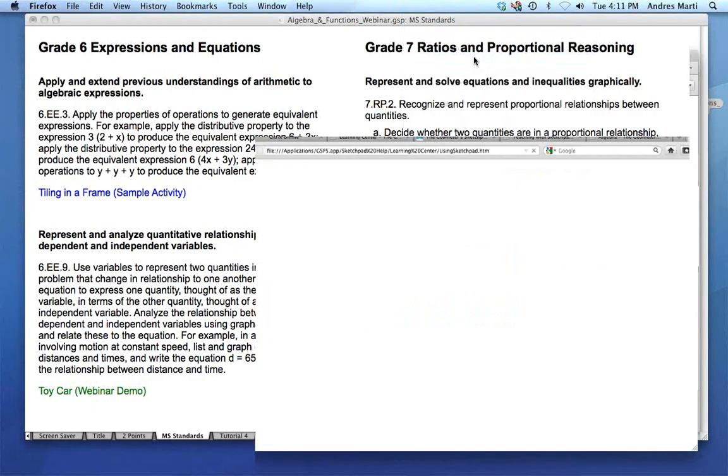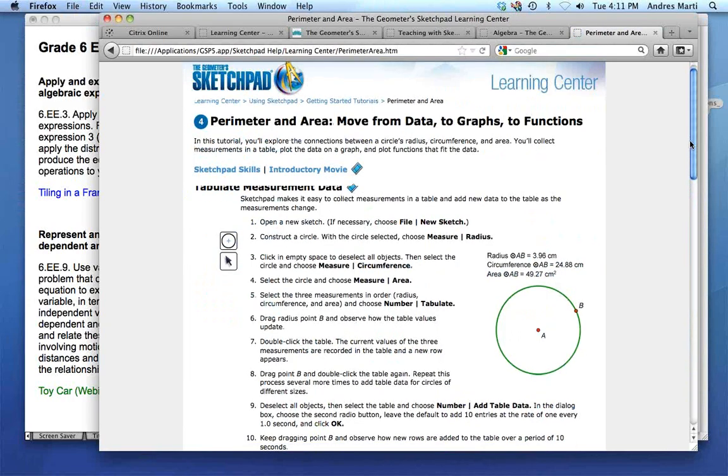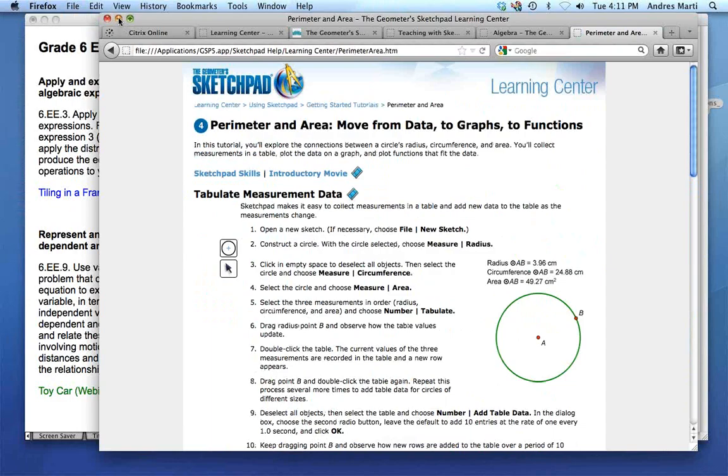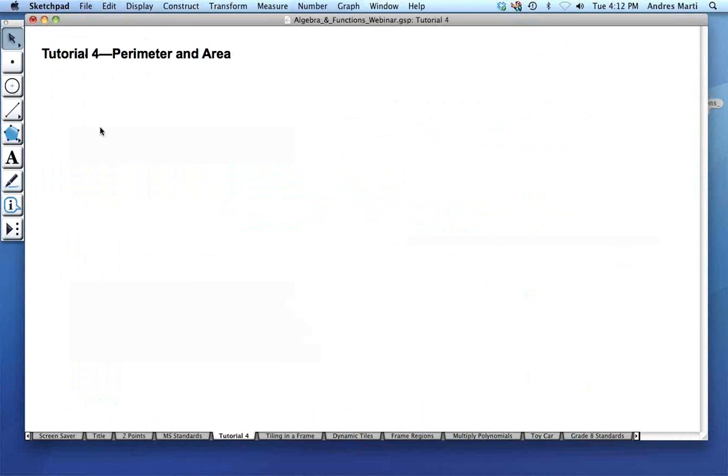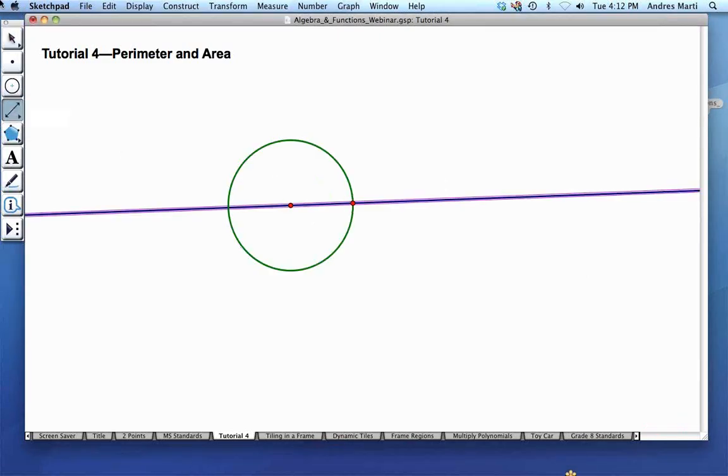tutorial number 4, which is called perimeter and area, because this will give you a sense for how you can move from the geometry measurement based environment into an algebraic environment in Sketchpad. So the idea of this tutorial goes like this. Okay, I'm going to construct a circle, and I'm going to construct a line that goes through those 2 points on a circle. Whoops. And then I'm going to construct a segment that represents the diameter.